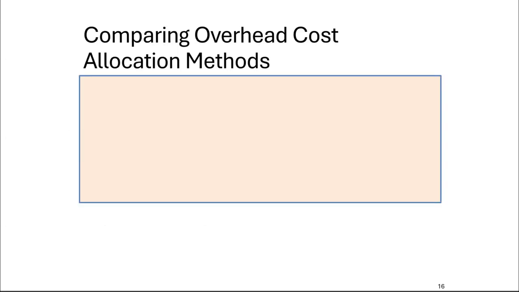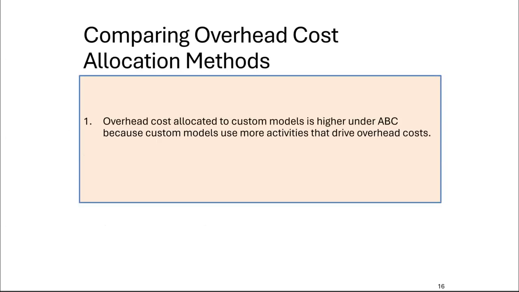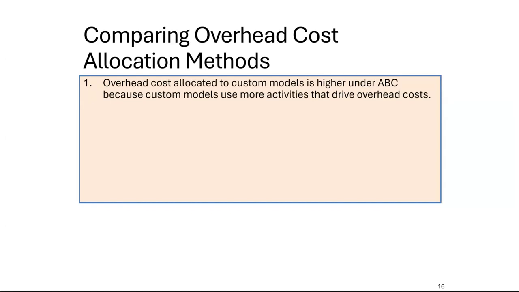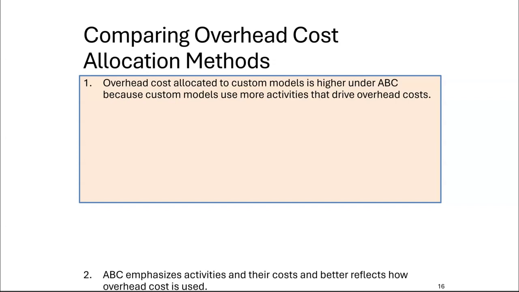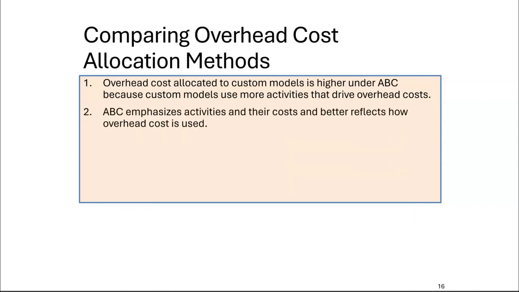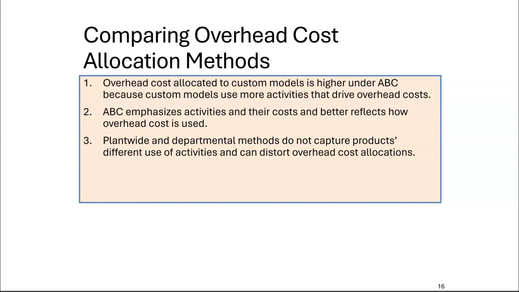Now, if we compare, overhead cost allocated to custom models is higher under ABC costing because custom models use more activities that drive overhead costs. ABC costing emphasizes activities and their costs and better reflects how overhead costs are used, and plant-wide and departmental methods do not capture products' different use of activities and can distort overhead costs.